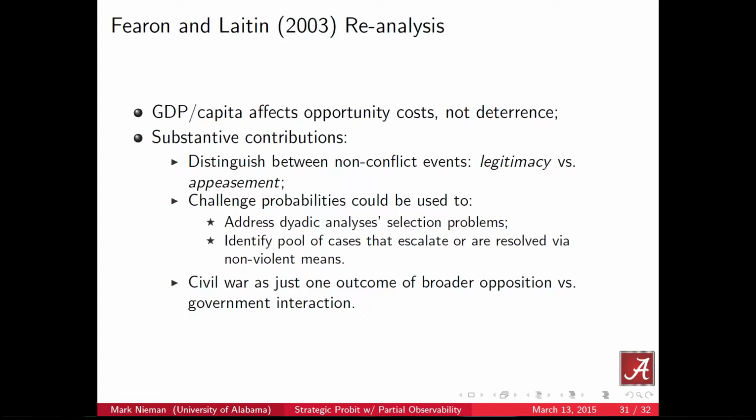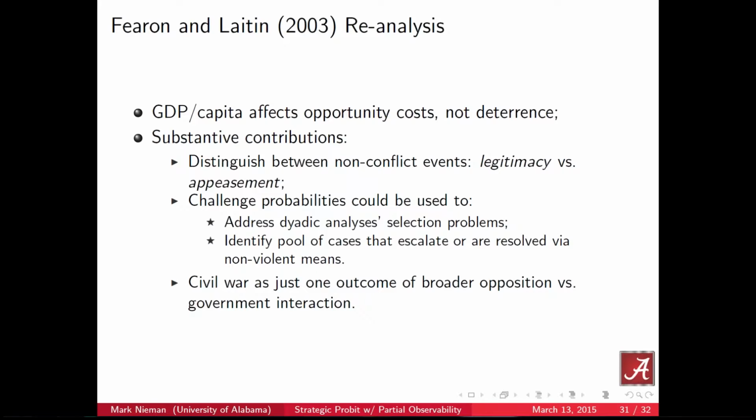So in sum, in our reanalysis of Fearon and Laitin, we find that GDP per capita seems to affect opportunity costs more than deterrence. From a substantive standpoint, this model helps us distinguish between the two types of non-conflict outcome. This helps us analyze arguments of legitimacy compared to appeasement, and we can look at cases that engage in each of those.